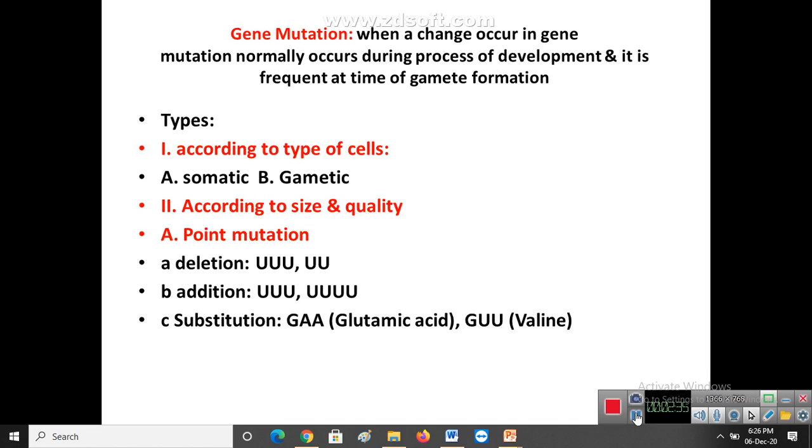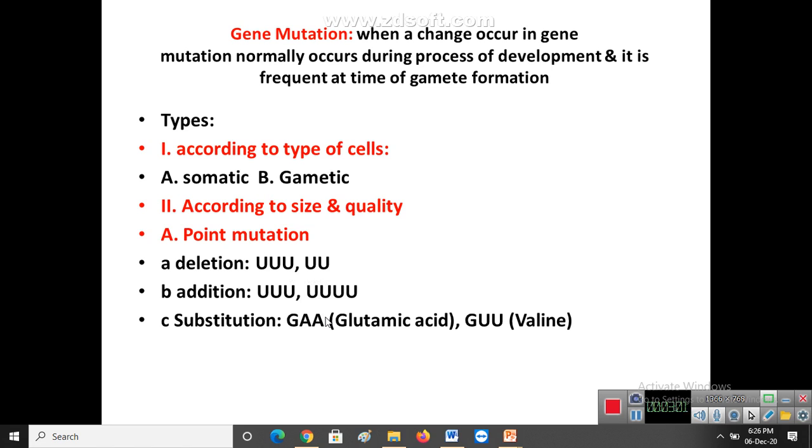First one is the deletion point mutation. When mutation occurs due to loss of some portion in a triplet codon of a gene, this type of mutation is known as deletion. For example, a triplet codon made up of triple U, if one nucleotide is deleted or removed, results in the deletion point mutation.